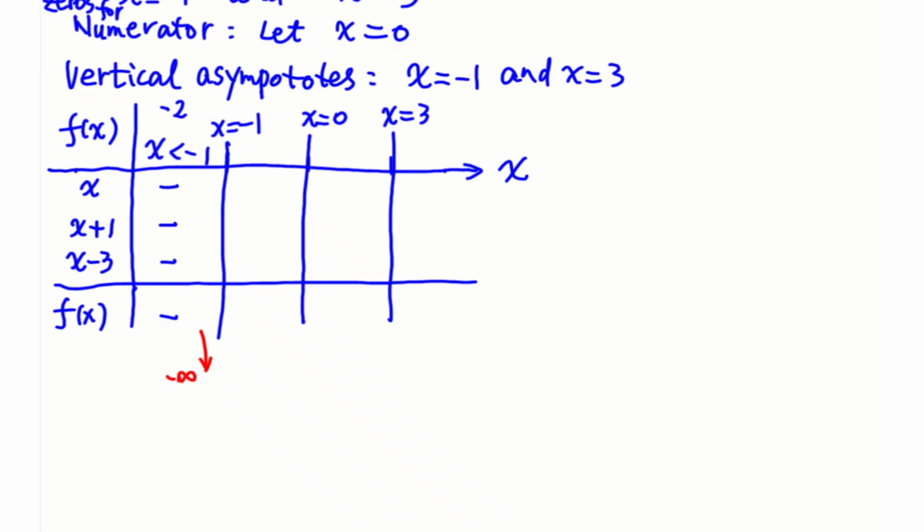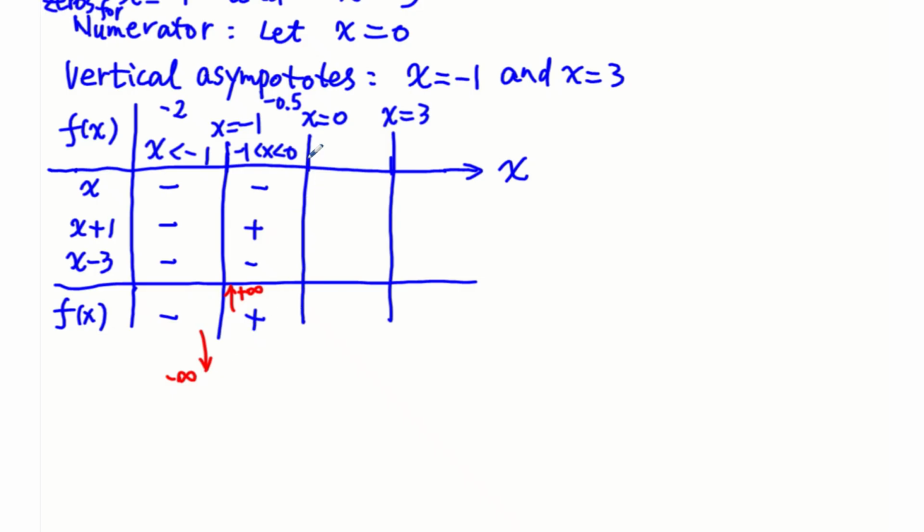Then from -1 to 0, we pick a number, -0.5. Substituting x equals -0.5, x is negative, -0.5 plus 1 is positive, and -0.5 minus 3 is negative. So you have 2 negative numbers, and multiplying or dividing gives you positive. It means if this is an asymptote, then it approaches positive infinity near the asymptote.